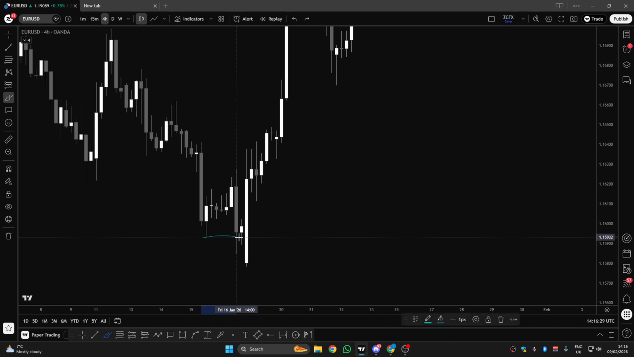Okay, but as you can see, this is not a clear break just yet, so technically we're still inside of this bearish range. However, this candle comes, and as you can see, we obviously close below there.